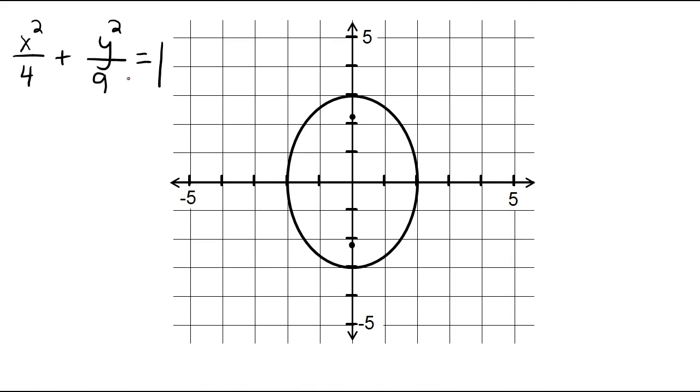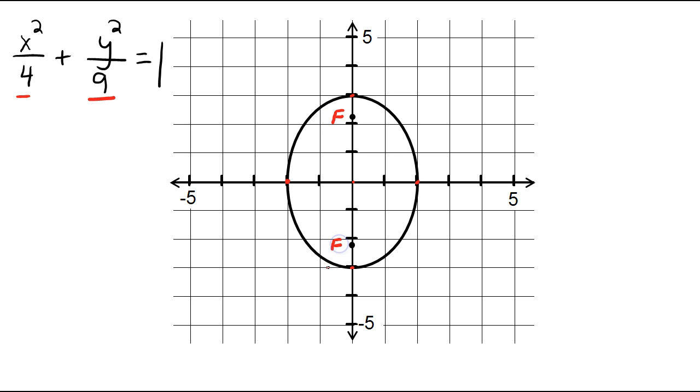Okay, here's the equation again. What I need to do is go left and right 2. So from the center, I'm going to go 2 to the right, 2 to the left. What's underneath the y is a 9, which means I'm going to go up 3 and down 3, and I'm going to draw my ellipse. Now, if you're asked for the coordinates of the two foci, here's one, here's the other.